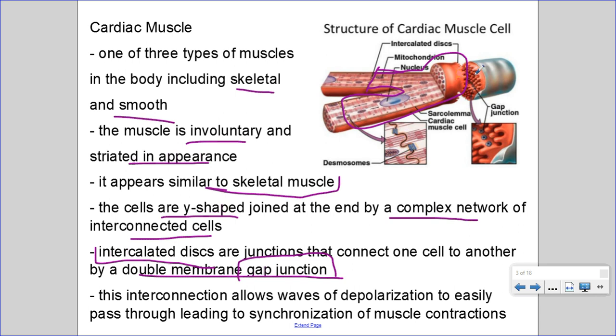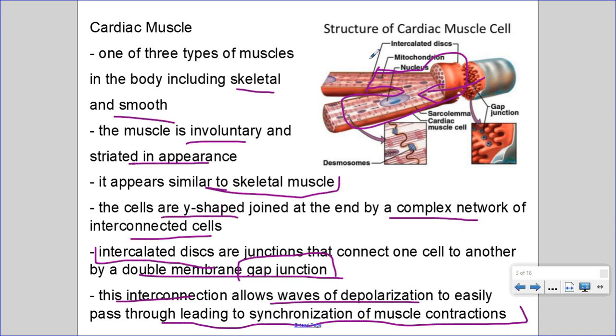And then between these membranes, remember, the membranes are going to be distinct membranes. They're not going to mesh together to form one membrane. But connecting those membranes are these porous protein channels called gap junctions. And this will allow that electrical signal to pass from one cell directly into the next. So this interconnection through these gap junctions is what allows waves of depolarization to easily pass along each cell, leading to a synchronization of muscle contractions.